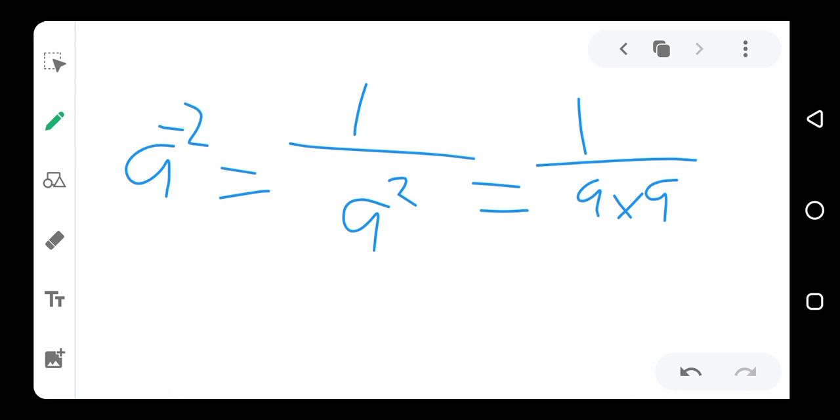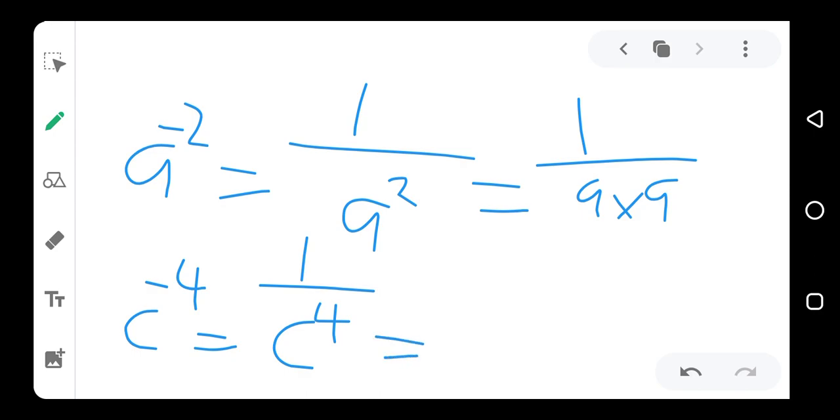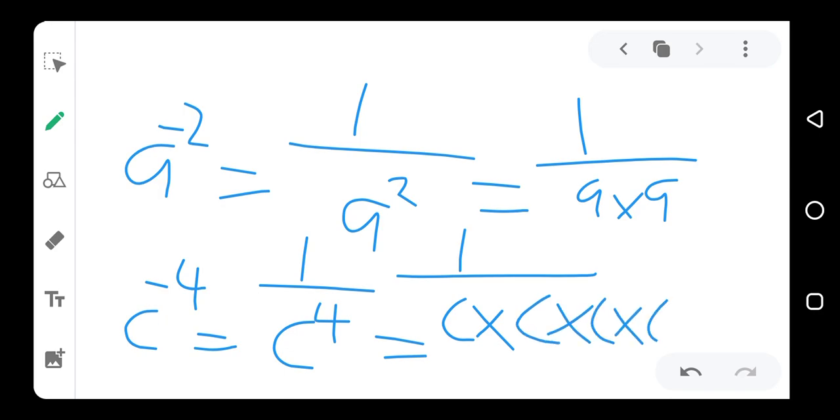If you have c raised to power minus 4, it is going to be equal to 1 over c raised to power 4, which is equal to now 1 over c coming into 4 times. That is c times c times c times c. So this is the answer.